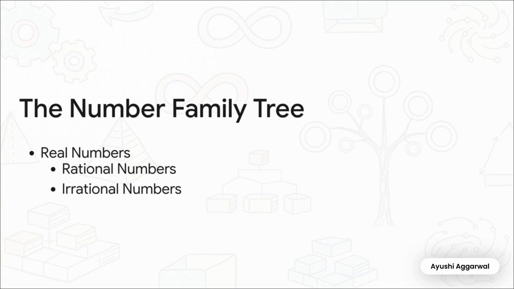Okay, so I want you to think of all the numbers out there as part of one big family. We'll call them the real numbers. Now, this family has 2 main branches, rational numbers and irrational numbers. Pretty simple so far, right? Let's dig in and see what actually makes them different.